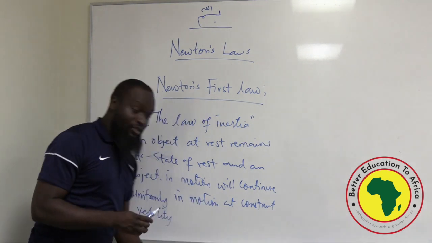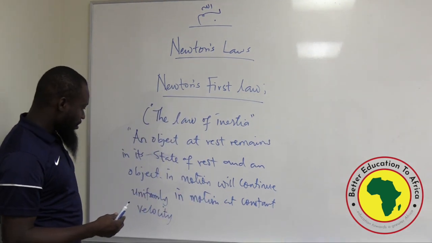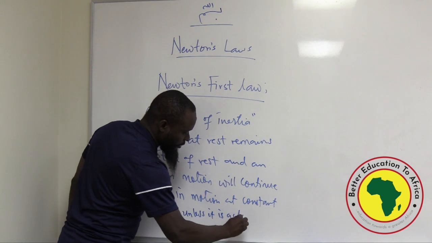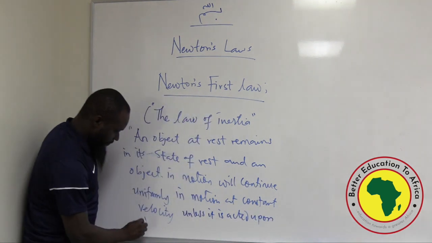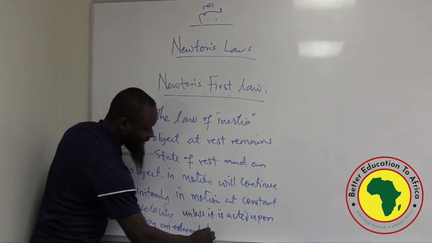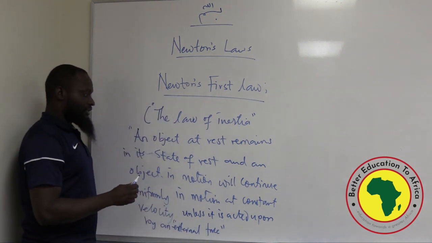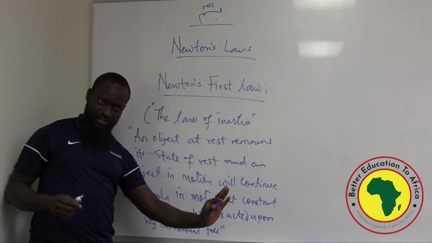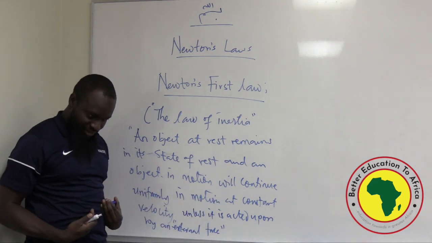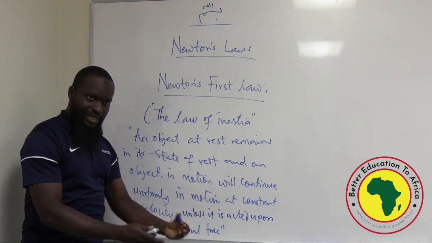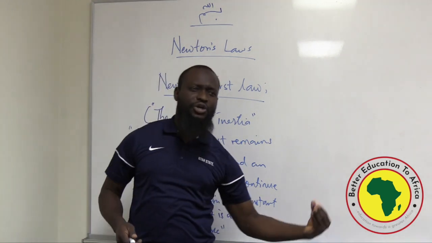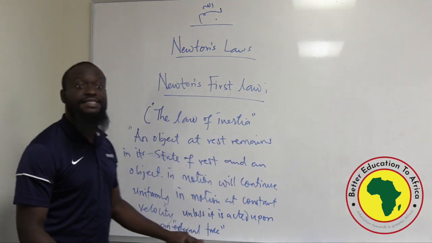So what you see in many texts, they'll tell you unless it is acted upon by an external force. So unless there is an external force acting on these two objects, the one at rest or the one moving at constant velocity, that object will remain the way it is. So to change the static nature of the object, or the dynamic nature of the object with uniform velocity, you have to apply an external force.